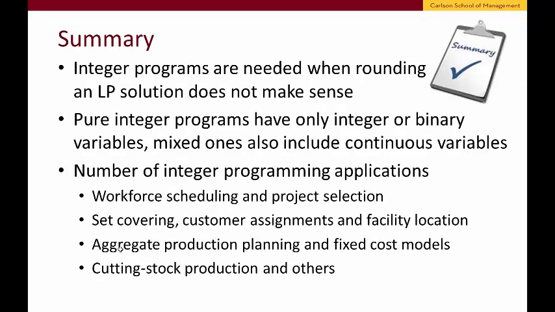So, in this series of videos, we introduced a number of integer linear programming models that arose out of the fact that rounding continuous variables in an LP solution will simply not work. The summary slide describes the 7 types of models, which represent a decent cross section of integer linear programming models that could be adopted to a number of different situations, as we'll do in our lectures and assignments. So we started with workforce scheduling, project selection, proceeded with set covering, customer assignments, and facility location models, and then ended up in aggregate production planning and fixed cost models towards the end.